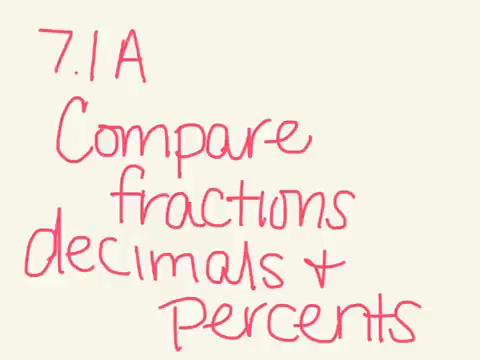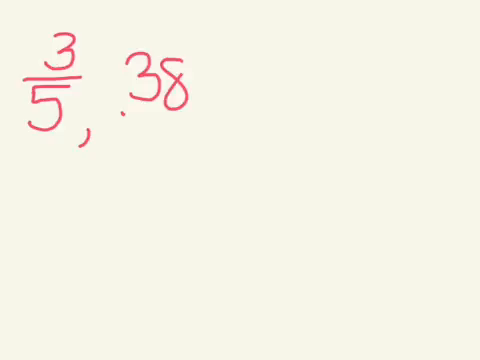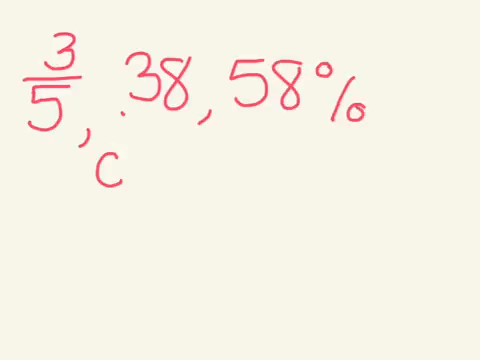Today we're going to talk about comparing fractions, decimals, and percents, which is 7.1a. With comparing fractions, decimals, and percents, a lot of the time you'll get a fraction. So let's just say that we have 3/5 as our fraction. We have a decimal, like 0.38. We have a percent, such as 58%. And they want us to compare these from greatest to least.